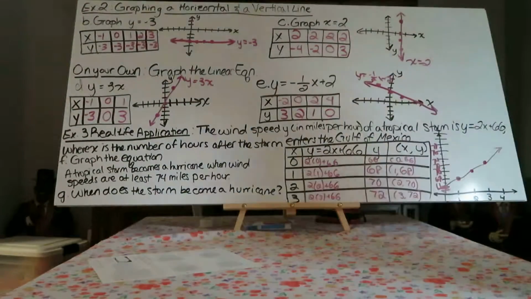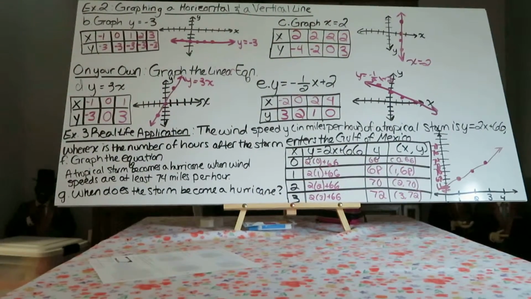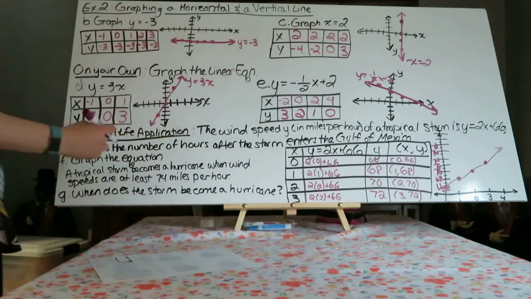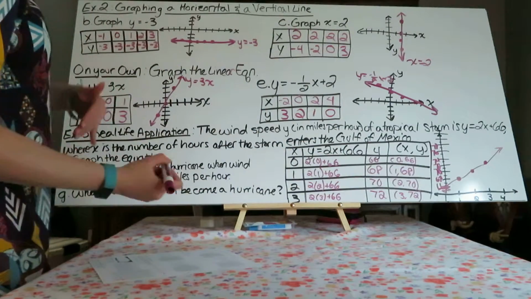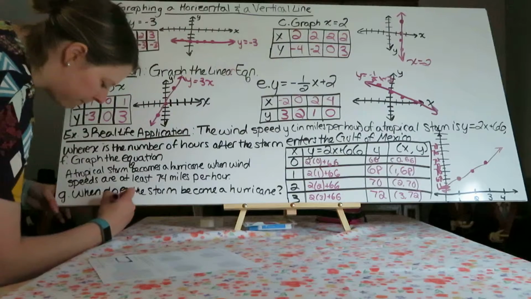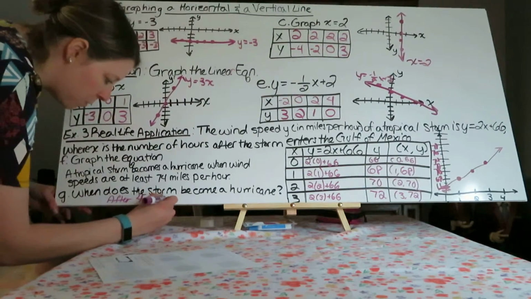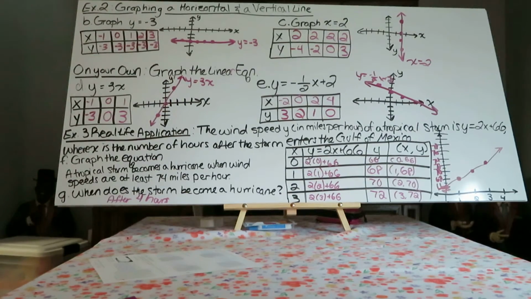So letter G says, when does the storm become a hurricane? Well, going back to what the picture says below, a tropical storm becomes a hurricane when wind speeds are at least 74 miles per hour. So that means if at 3 hours it's at 72 miles per hour, if we were to keep following this pattern of adding 2, then that would be 74 at hour 4. So this is after 4 hours. If you want, you can make your table values bigger and you can show that work. That's fine. All right, fantastic job. Go ahead, try your problems.